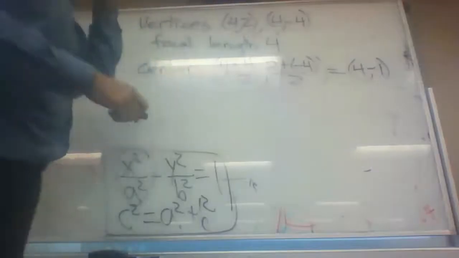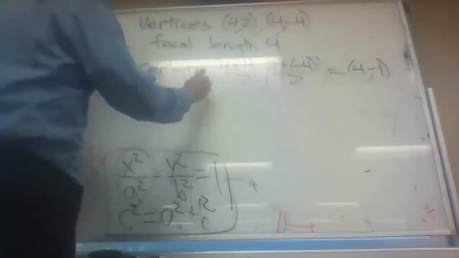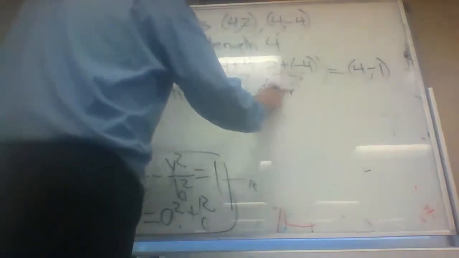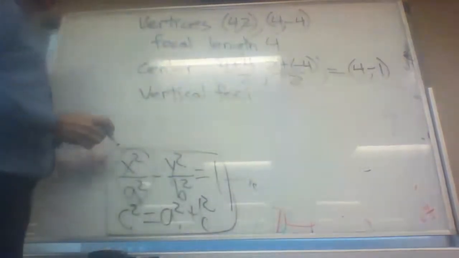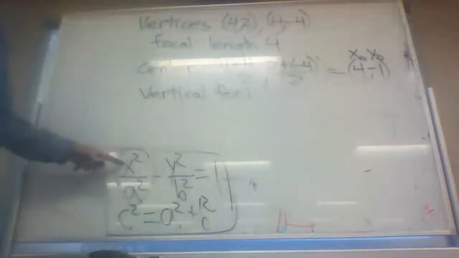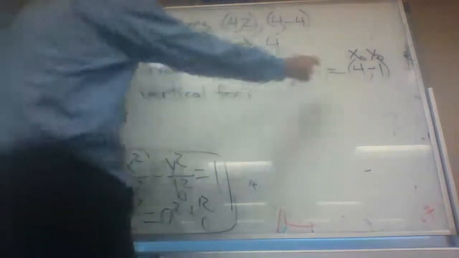Now, which equation do I want? Do I want the vertical focal axis or the horizontal focal axis? Well, the x-coordinates are the same and the y-coordinates are different, so the foci are vertical, right? Vertical foci. Now, what do we know besides the center? By the way, this is x naught, y naught when I translate it. I'm going to do the same thing. I'm going to take the standard equation, the other one that I had to erase, and I'll just replace x by x minus 4 and y by y minus minus 1. Right?